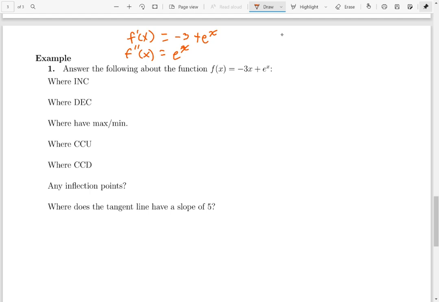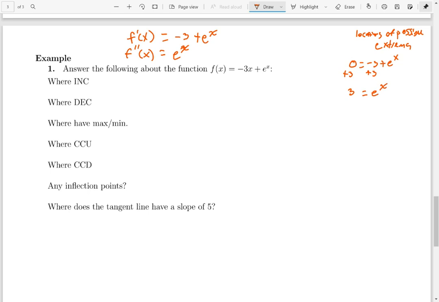So I need to find where the first derivative is 0, or where we can have a possible maximum or minimum. Locations of possible extrema occur when the first derivative is 0. So 0 is equal to negative 3 plus e to the x. We want to solve for x, so how about add 3? That gives me that 3 is equal to e to the x.